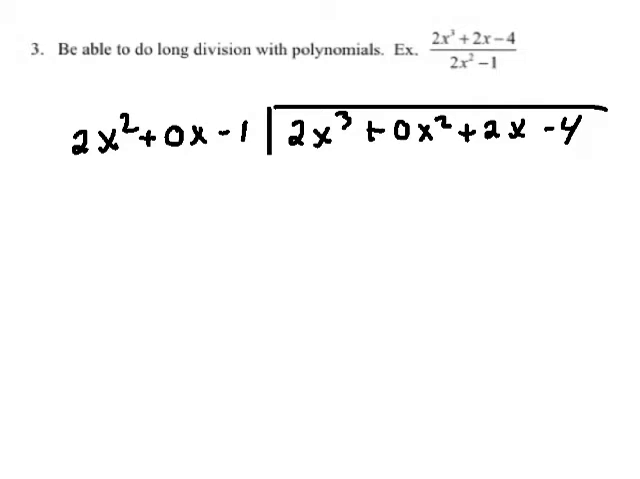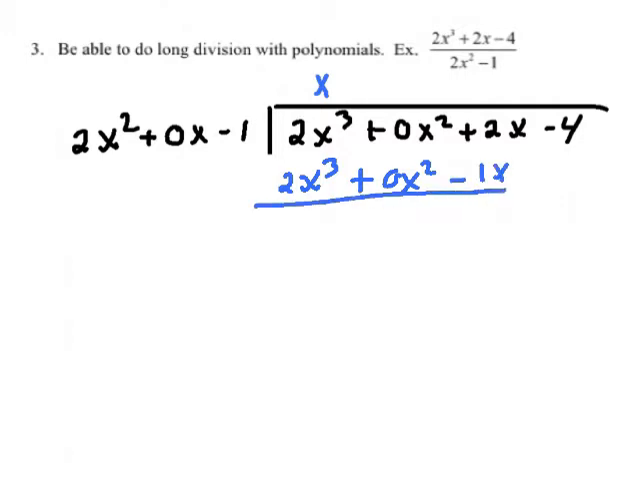Okay, so let's go ahead and get started. The first thing I'm going to ask myself is, this 2x squared, what times 2x squared is going to give me 2x to the third? And that is going to be an x. So I take that x and multiply it times each one of these, and I put them right down here. So I end up with 2x to the third plus 0x to the second minus 1x. Now, one area I want to caution you on: some of you will subtract without putting the little subtraction marks there. I recommend changing the signs and putting your changes there so you can see it and you don't forget.